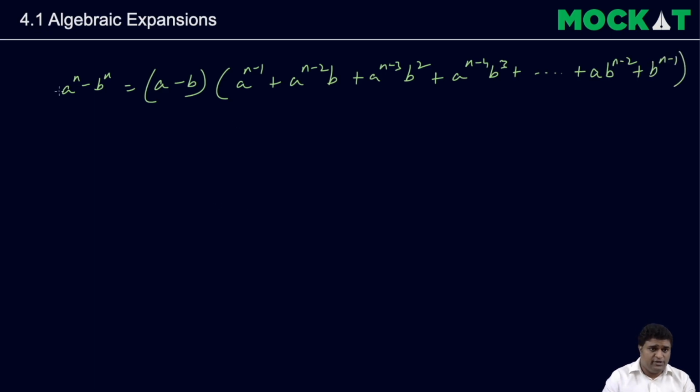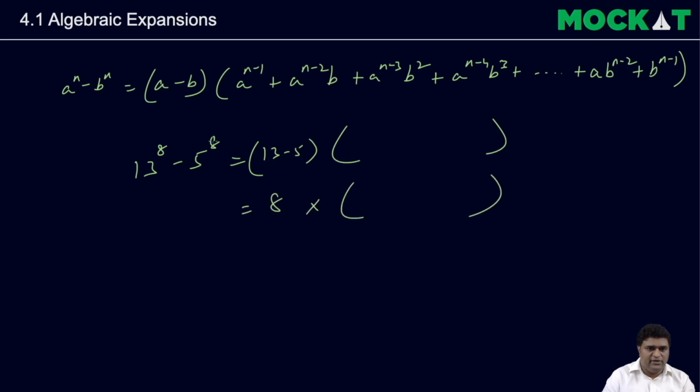So what do we note over here? a^n minus b^n will always have a minus b as a factor. What do I mean by that? 13^8 minus 5^8 is always divisible by 13 minus 5. Why? This term over here is 13 minus 5 into something, which is nothing but 8 into something, right? If the expansion of this is 8 into something, that means this particular term is an 8 multiple.